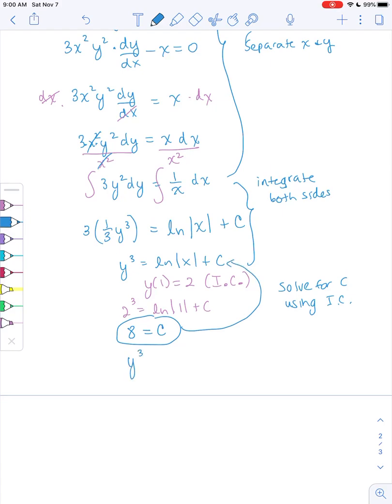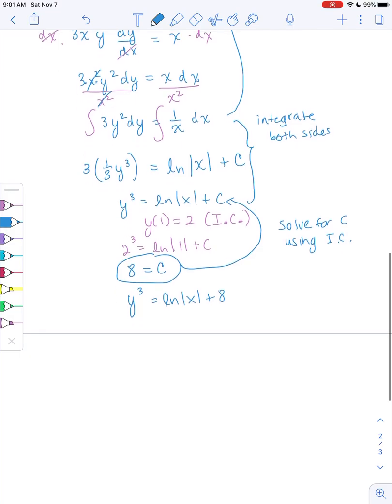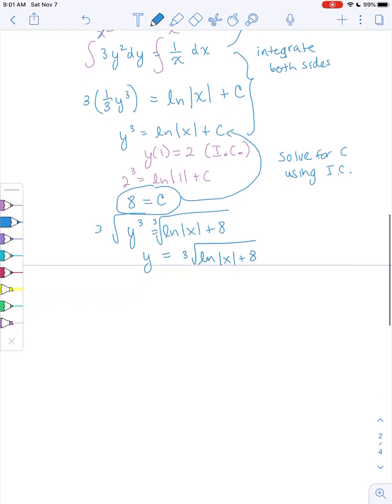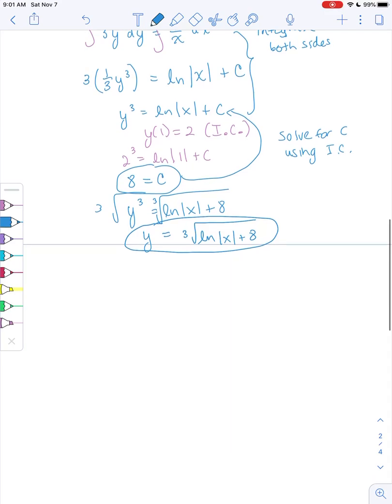We take this value and plug that in for c. So at this point, we have y cubed equals ln of the absolute value of x plus 8. Usually when they say solve for y, it means that we're going to take the cube root and isolate y, so y is on one side on its own. So we take the cube root and are left with y equals the cube root of ln of the absolute value of x plus 8. Okay, so that is our solution with the constant solved for.